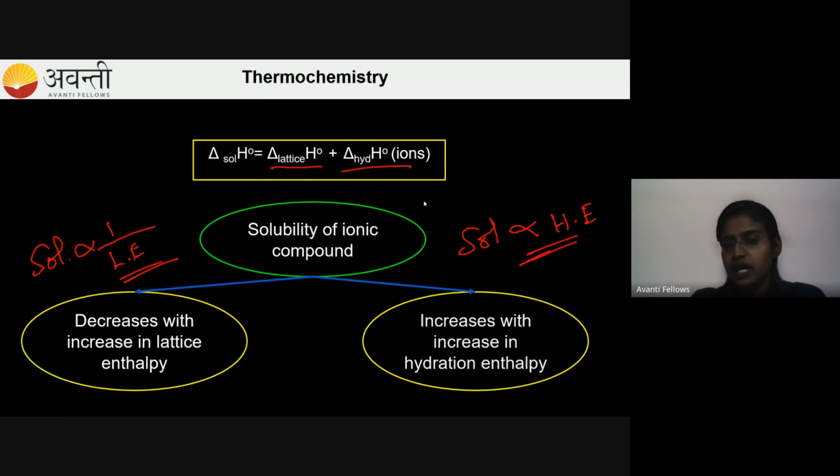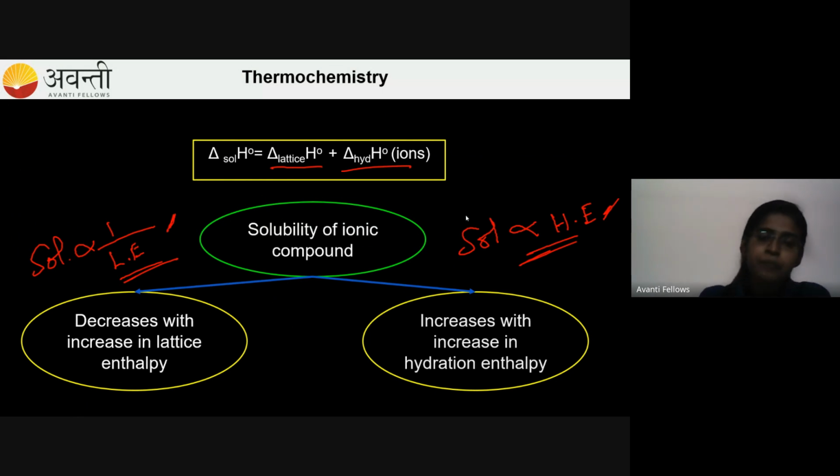We can find out the solubility of an ionic compound from lattice energy as well as hydration energy. If in the examination they give you two compounds, how will you find out which compound is more soluble? Just by seeing the value of lattice energy. If the lattice energy is more, solubility is very less. If the lattice energy is very less, solubility is more. That is the meaning of inversely proportional and directly proportional, right? So accordingly, you can use this relation and find out the answer.